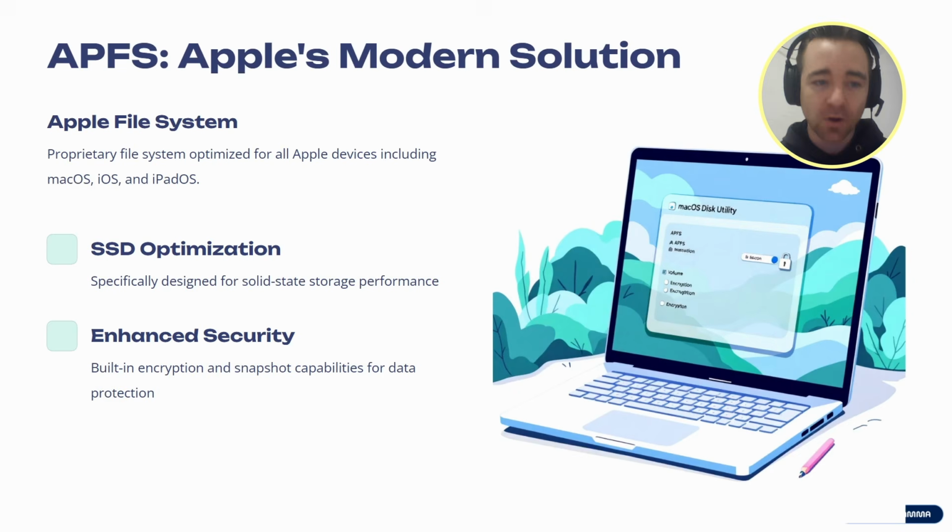The next one you need to know about is APFS, or Apple File System. This is the Apple proprietary file system optimized for all Apple devices, including your macOS, iOS, and iPadOS. It has SSD optimization and enhanced security. Guys, it's simple to break this one down. If you're using an Apple device, you're probably using APFS, and this is an easy one to remember. Apple, AP. Apple, AP. It's in the letters, right? That one's easy to remember. For your exam, just think if it's about an Apple device, you're using APFS.